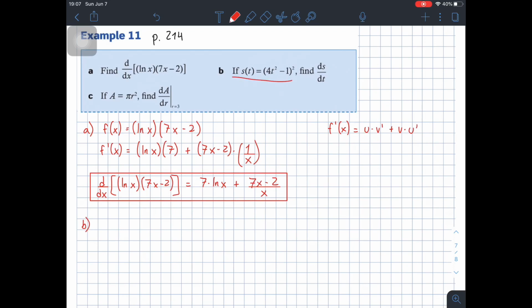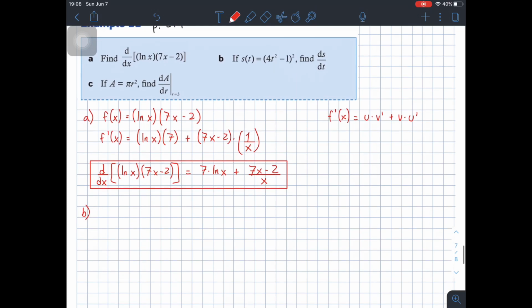Okay, part B. If s of t is equal to 4t squared minus 1 squared, find the derivative of s with respect to t. So basically we're doing the same thing. We're just changing the letters here. So let me copy the function. S of t instead of f of x is equal to 4t squared minus 1 squared.